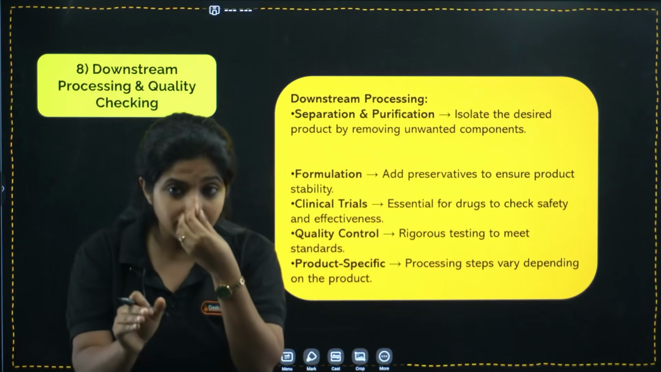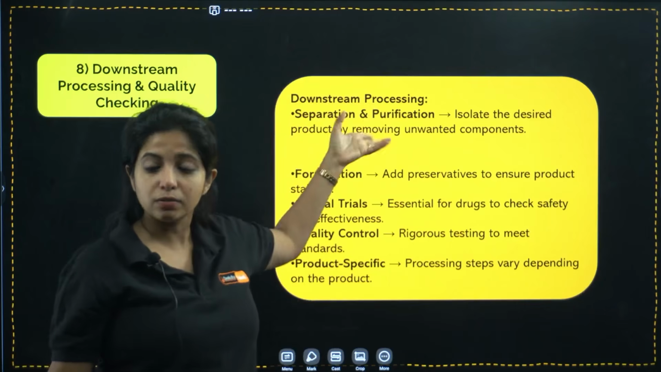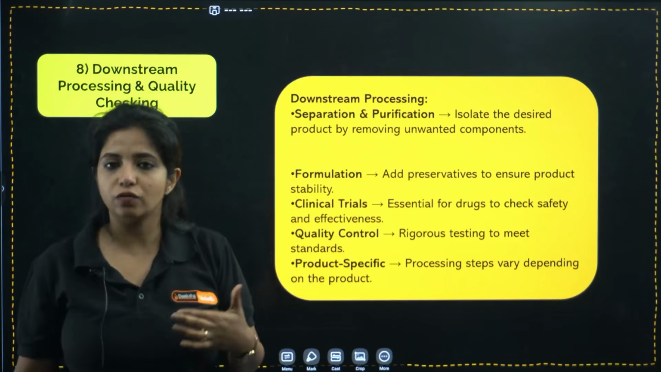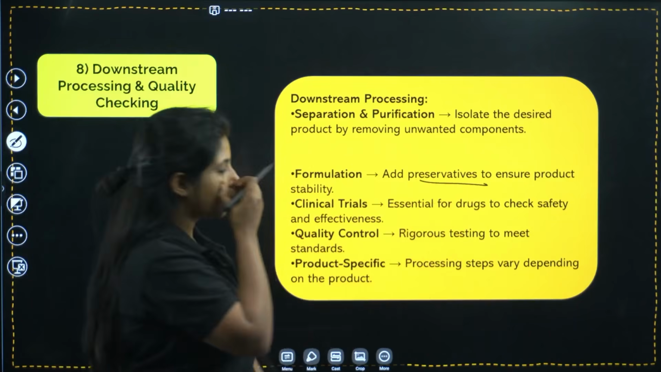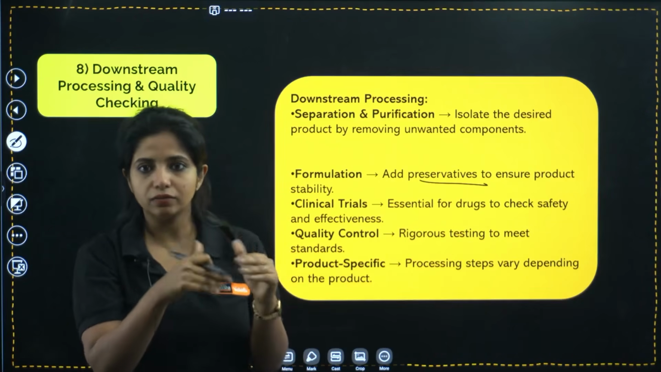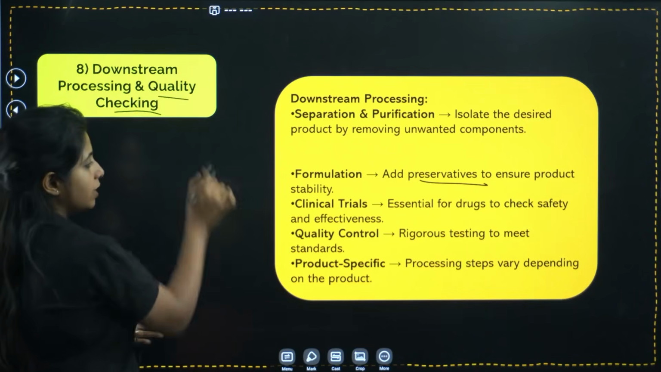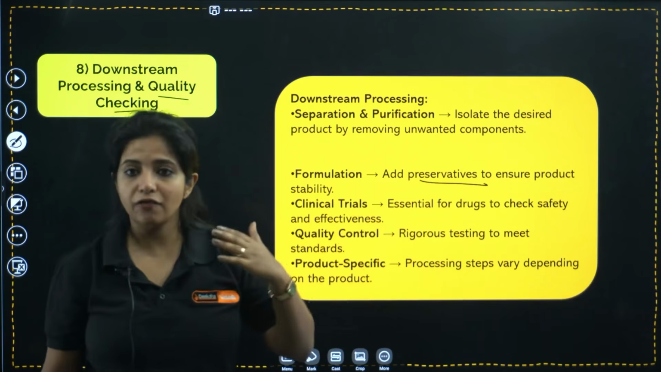But you need to understand that even though we say that it is broadly classified into these two terms, there are some more things that come under downstream processing. One is formulation, where basically you are going to add what? Preservatives, to ensure that the product is what? Stable. You can keep it for a longer time. Then, my dear children, there is some quality checking, that is clinical trials, for example, essential for drugs to check safety as well as effectiveness.